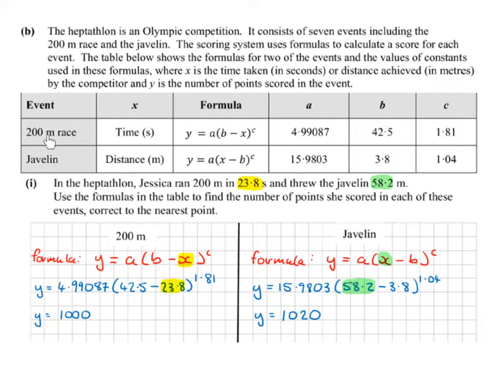And then for the Javelin event, the x is the distance in meters. The formula is y equals a times x minus b to the power c. A is 15.9803, B is 3.8, and C is 1.04.